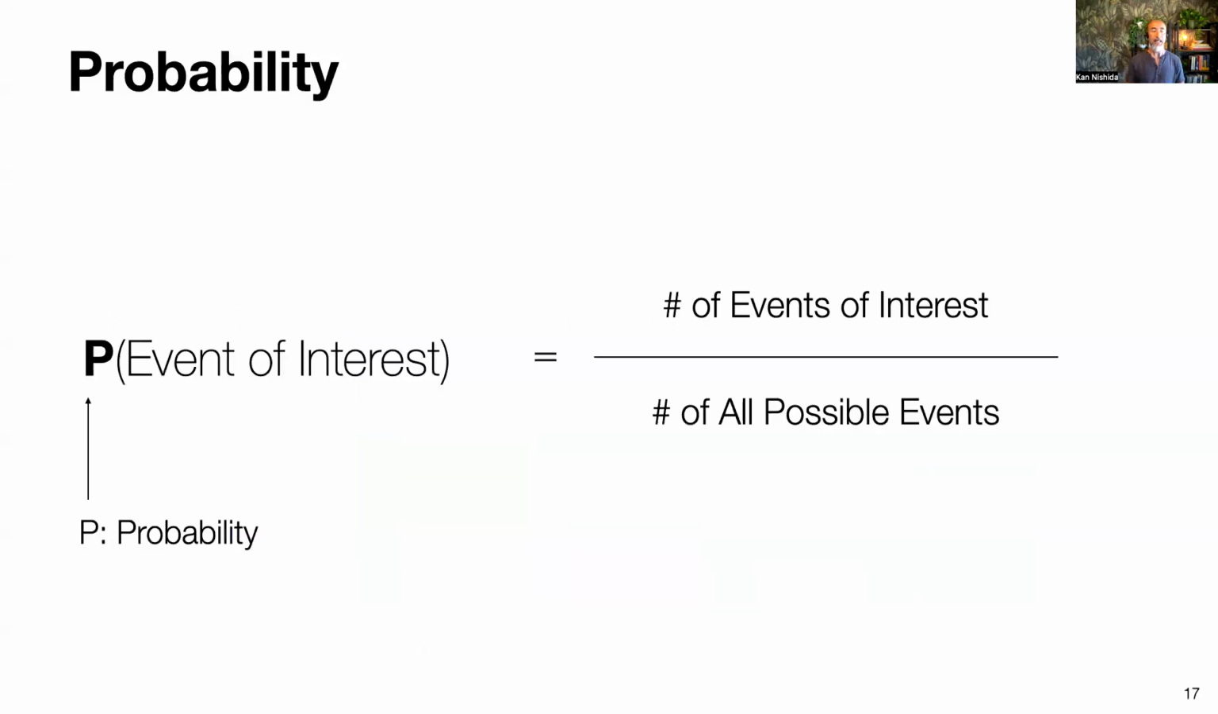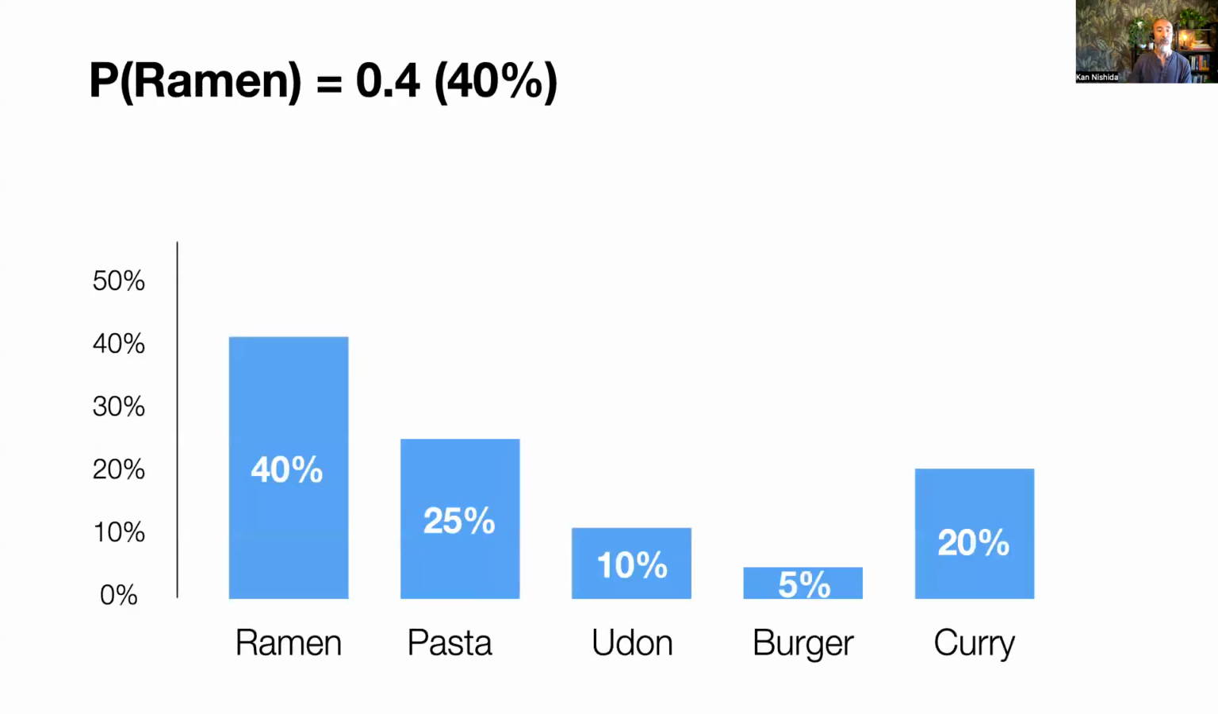Okay, so for probability we often use P and brackets, which is the textbook way of expressing probability. P(event of interest), where P stands for probability. And how you calculate it is the number of events of interest, in this case, let's say ramen, how many times ramen happened, divided by all possible events, like out of 100 lunches, divided by 100. So in this case, the probability of me taking ramen as lunch is 0.4, or 40%. Okay, so that's how you use the P notation.